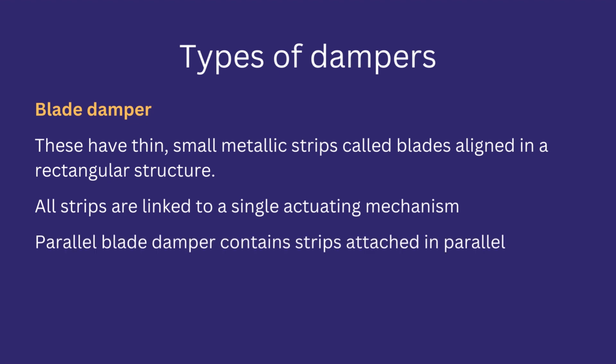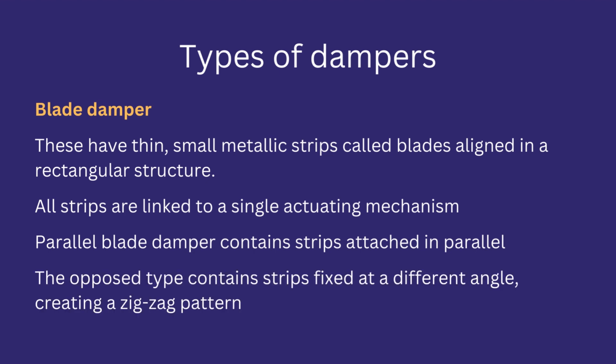Parallel blade dampers contain strips attached in a parallel fashion. In the parallel type, metallic strips are installed parallel to each other, and when actuated, they all move in the same direction or way. They are used in applications with minimum tolerance of pressure drop during damper activity.